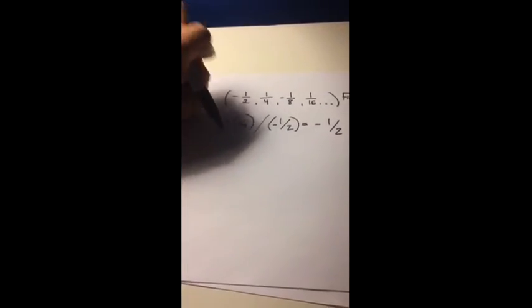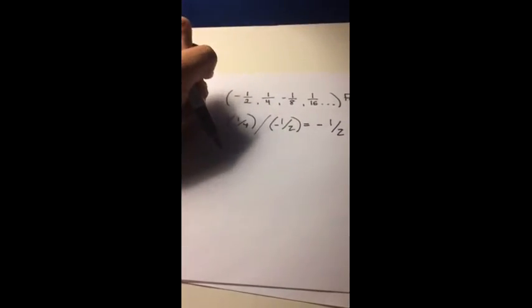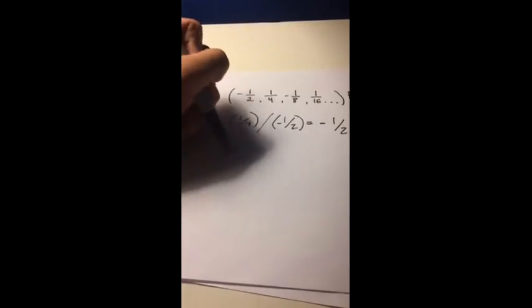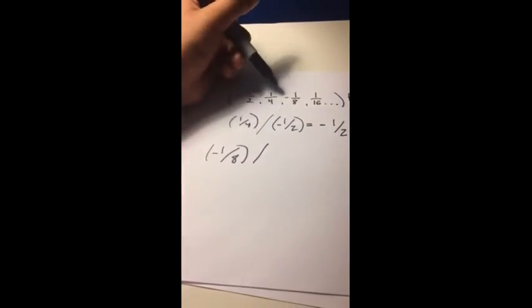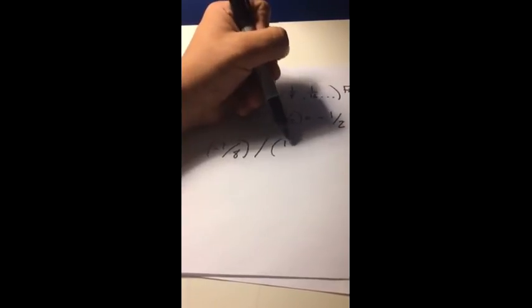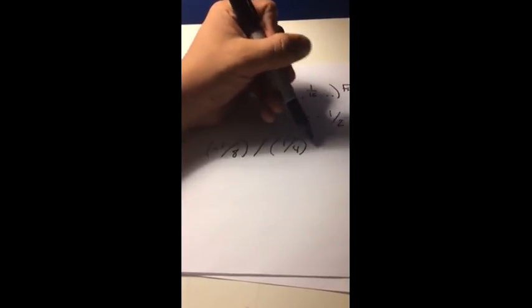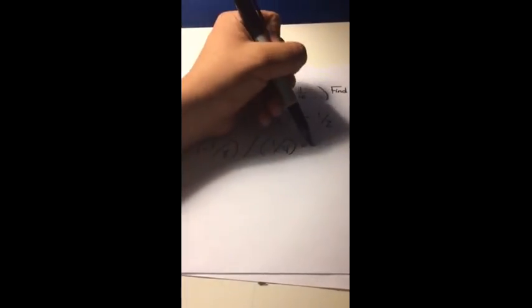So what I'm trying to explain is, alright, so negative 1/8 divided by our second term, 1 over 4, will give us, again, negative 1 over 2. You'll get the same thing.